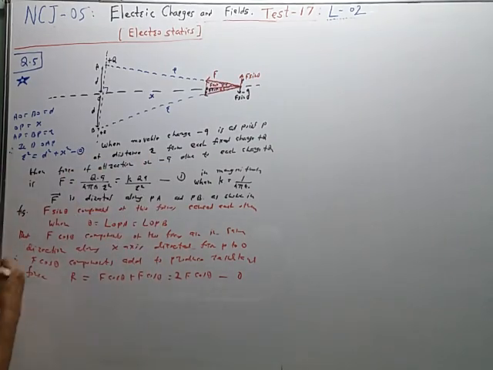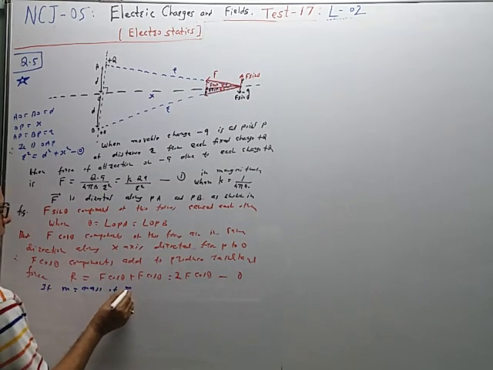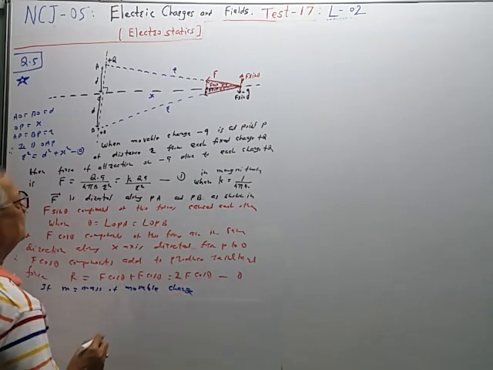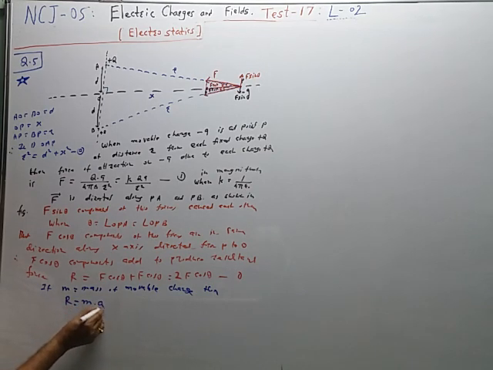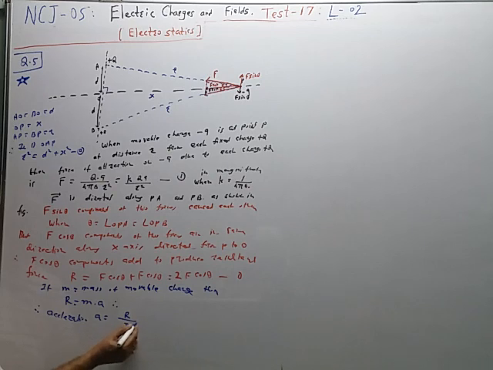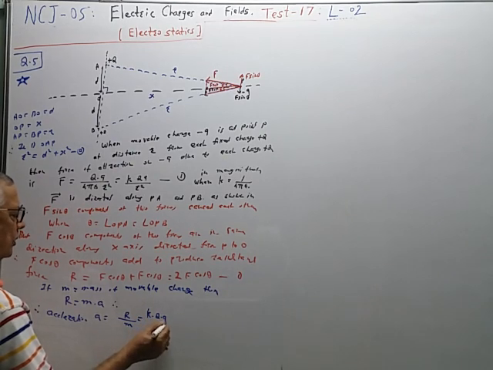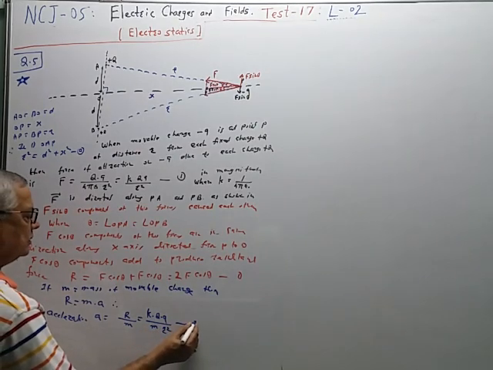If M is equal to mass of movable charge, then R is equal to mass multiplied by A. Therefore, acceleration A is equal to R by M, which is equal to K into Q into small q upon M into R square. This is equation second.